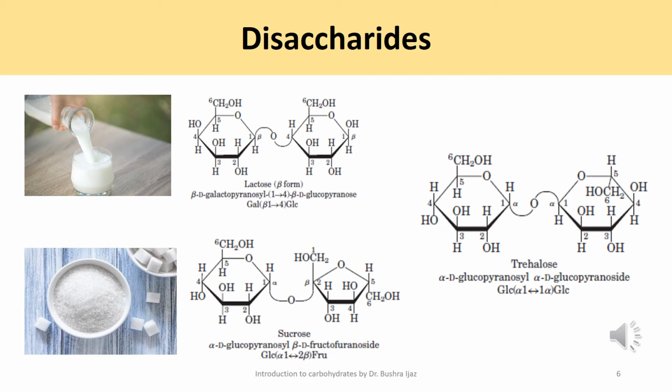Now, sucrose is a major intermediate product of photosynthesis, and in many plants it is the principal form in which sugar is transported from the leaves to the other parts of the plant.